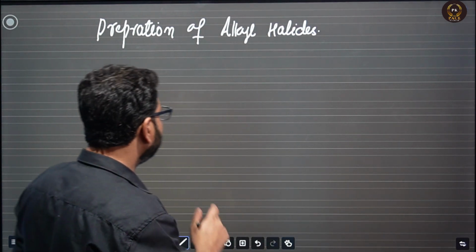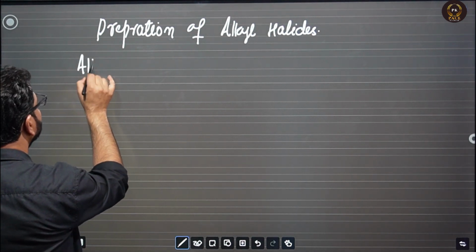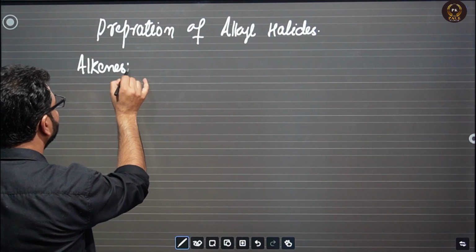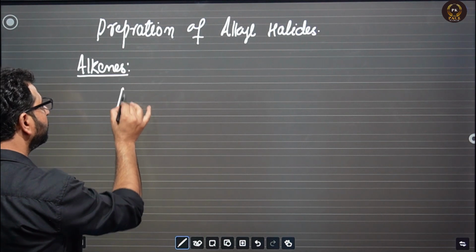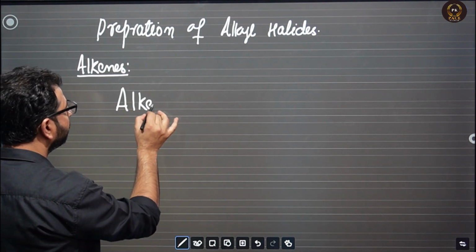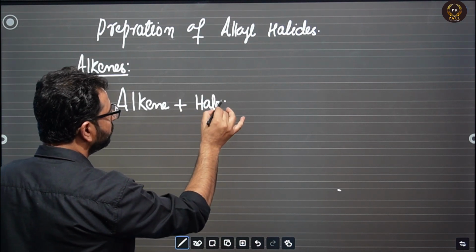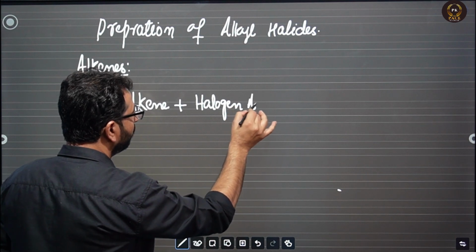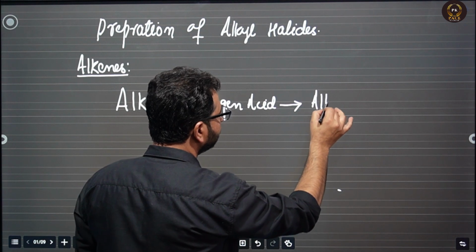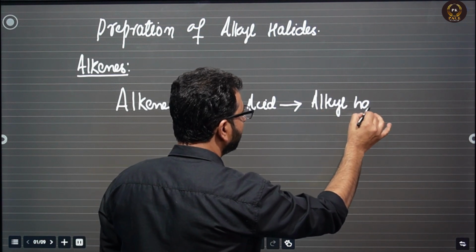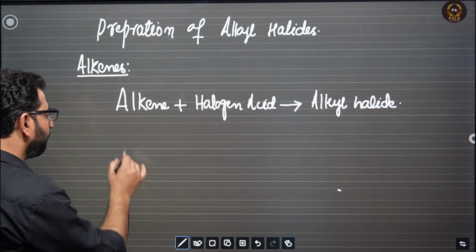Okay, see here, I will write here: alkenes. We will prepare alkyl halides from alkenes. If we have any alkene and we treat this alkene with halogen acid, it gives us alkyl halide. Okay, dear, now see one example.